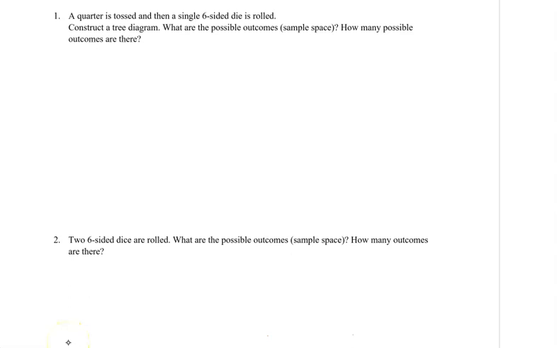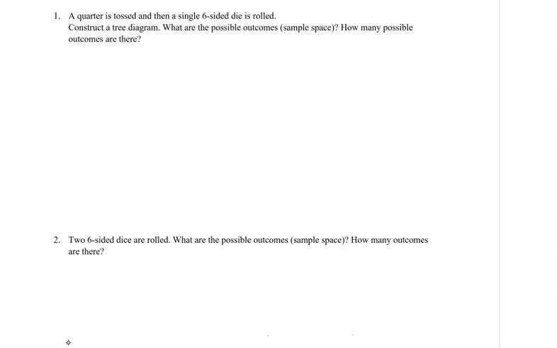Hi everyone, so in this video we are going to be talking about first off tree diagrams and then essentially how to count different things. I know that kind of sounds weird, but it's going to be how to count the possibilities of different things. So first off, a quarter is tossed and then a single six-sided die is rolled. Construct a tree diagram. What are the possible outcomes, or the sample space, and how many possible outcomes are there?